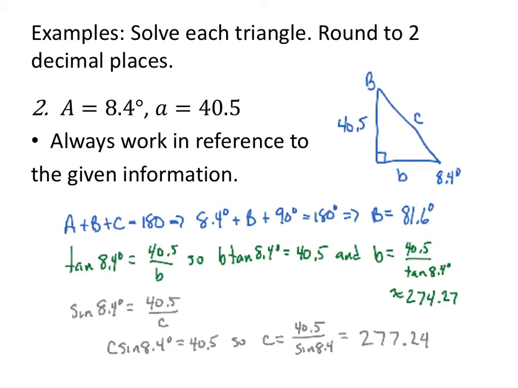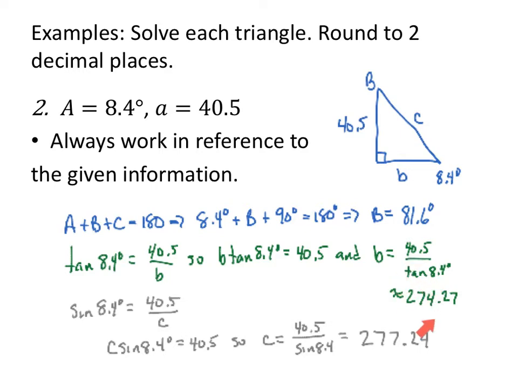Now, from the 8.4 that was given to us, I want to use opposite. And what do I want to solve for? Let's solve for B first, side B. So that's opposite and adjacent. I'm going to use tangent. The tangent of 8.4 degrees is 40.5 divided by B. Multiply both sides by B, and then divide by the tangent of 8.4 degrees.